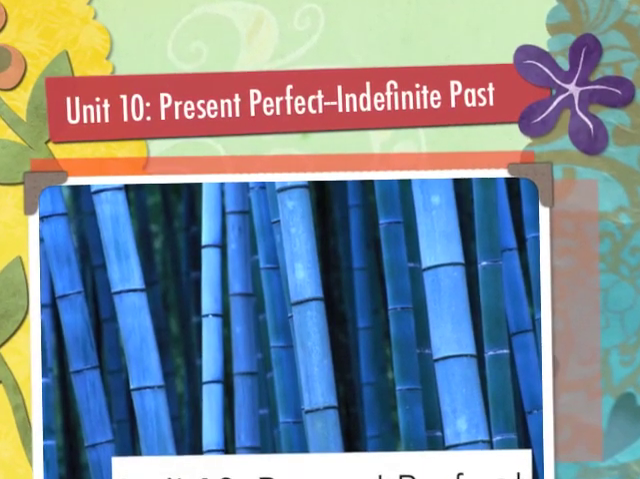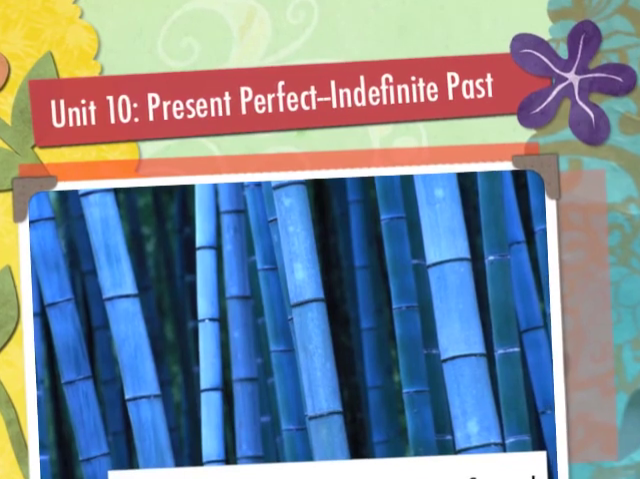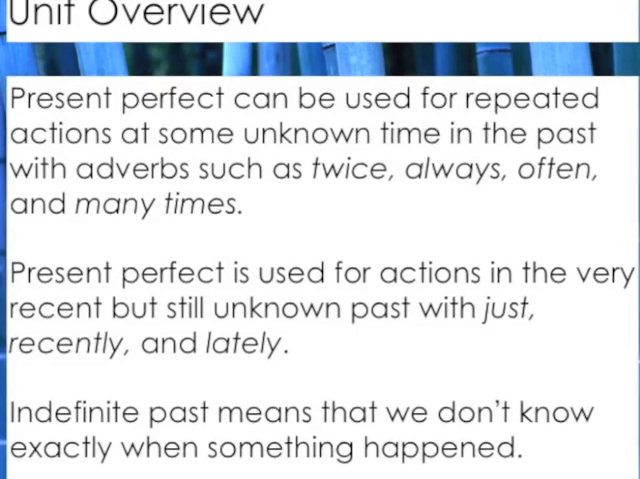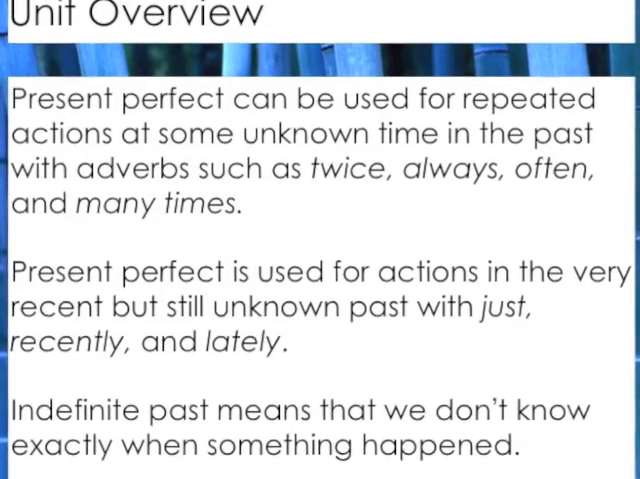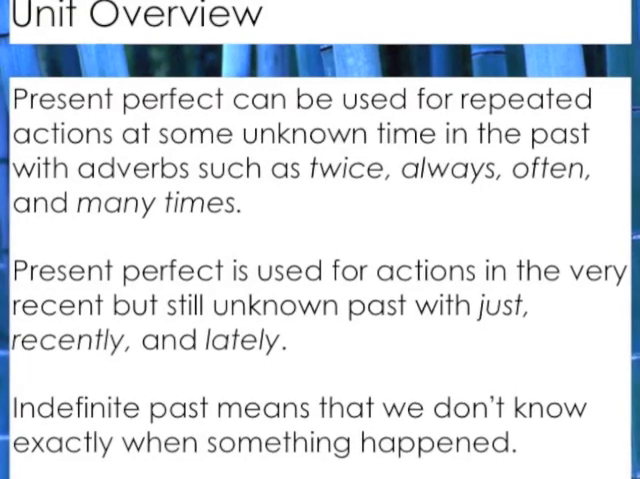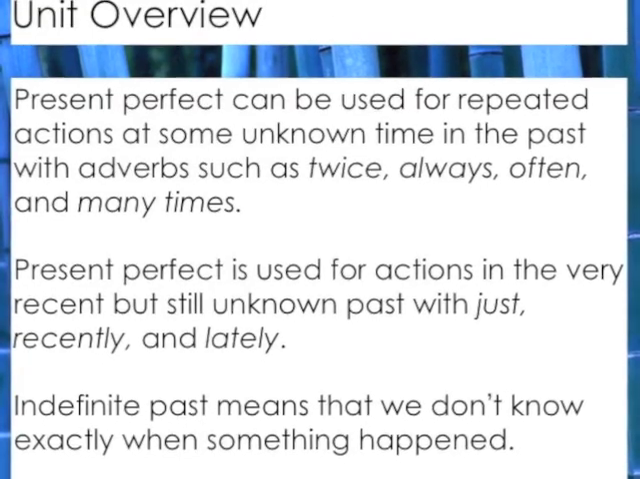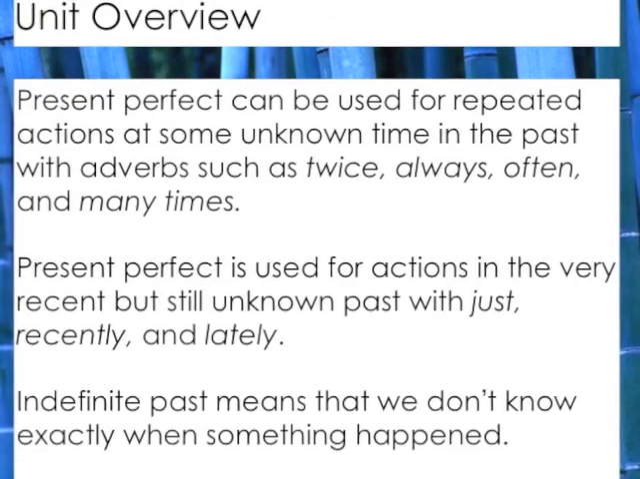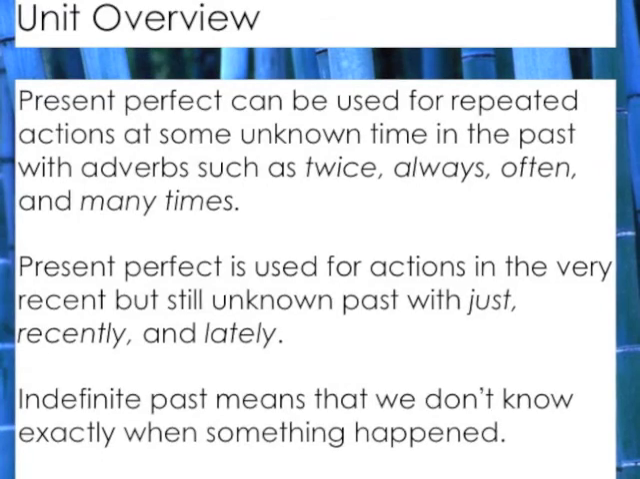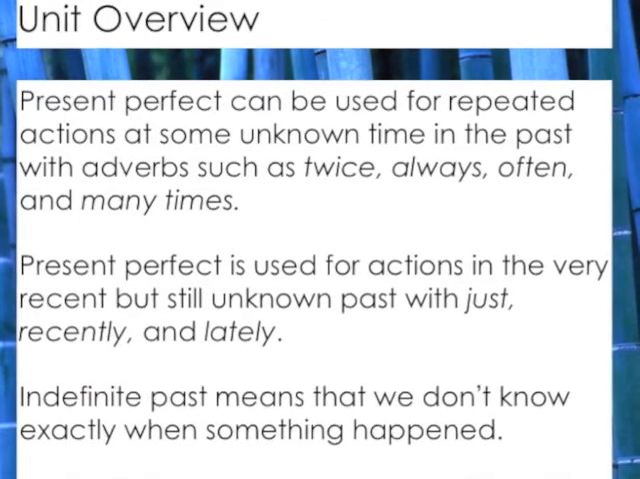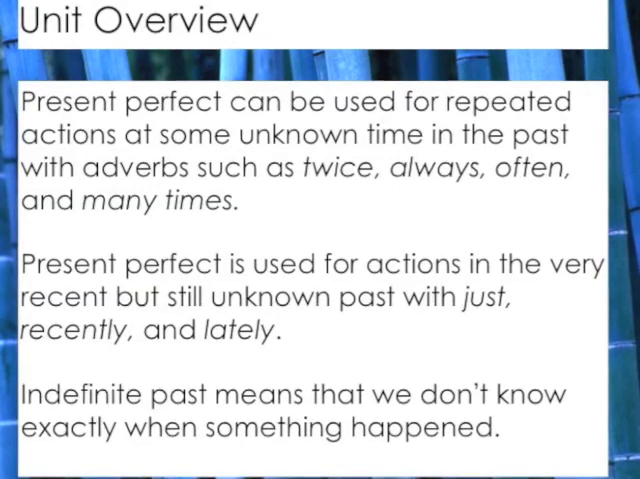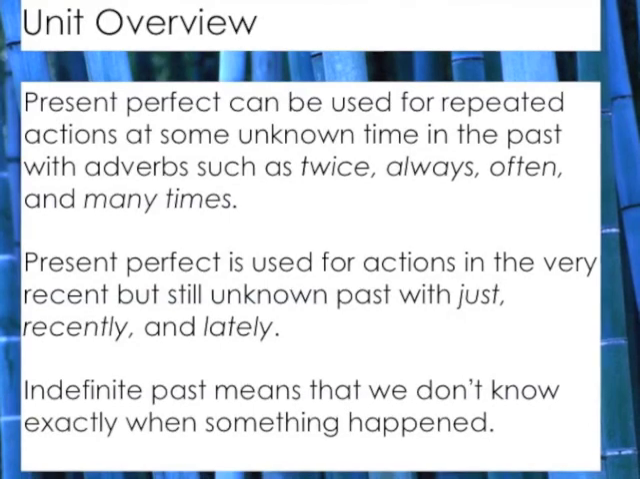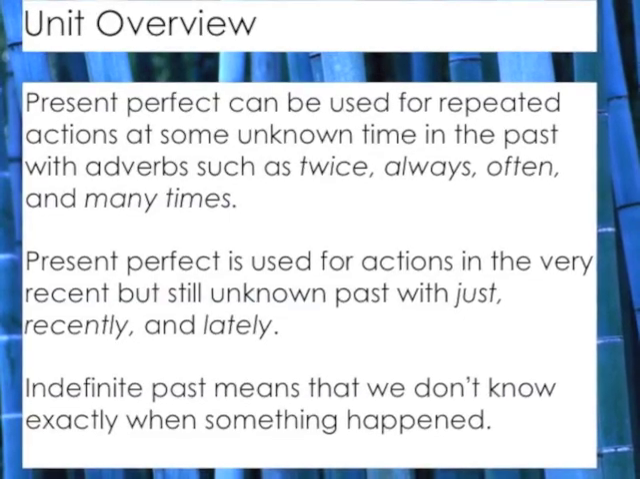Today we're going to focus on Unit 10, using the present perfect to talk about the indefinite past. Present perfect can be used to talk about repeated actions that happened at unknown times in the past. A lot of the time you'll have adverbs such as twice, always, often, and many times along with the present perfect tense. We can also use it for actions that happened very recently, but we don't know when exactly they happened, with the words just, recently, and lately.